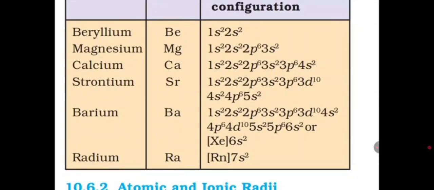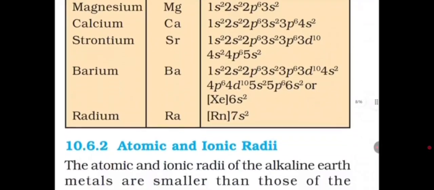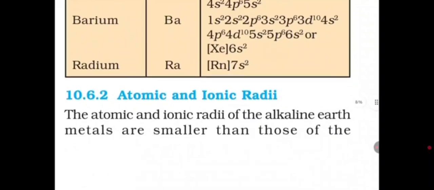Magnesium, symbol Mg, configuration 1s2, 2s2, 2p6, 3s2. Calcium, symbol is Ca, configuration is 1s2, 2s2, 2p6, 3s2, 3p6, 4s2. Next is strontium, Sr is the symbol, configuration is 1s2, 2s2, 2p6, 3s2, 3p6, 3d10, 4s2, 4p6, 5s2.